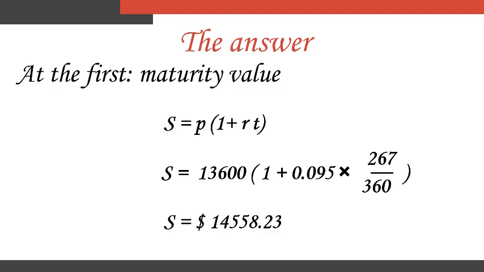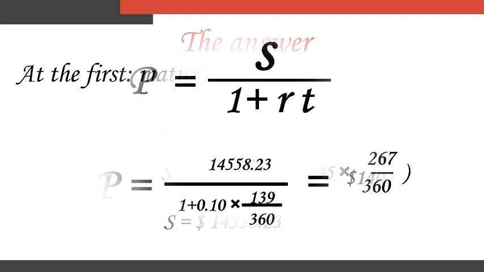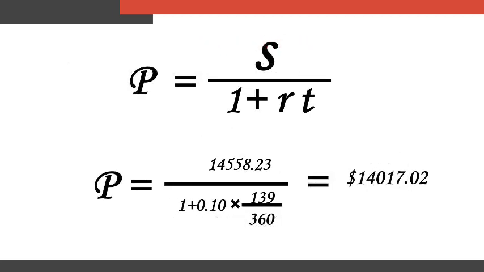We need to use this S to get the present value. By using the present value formula, B equals S over 1 plus RT, and for S 14,558 with interest rate of 10% for a time of 139 days, we can get B equal $14,017.02.